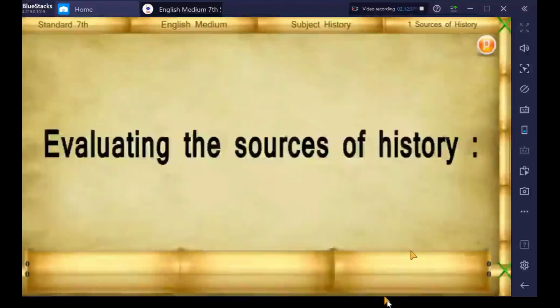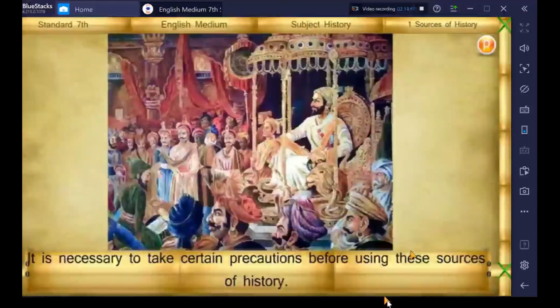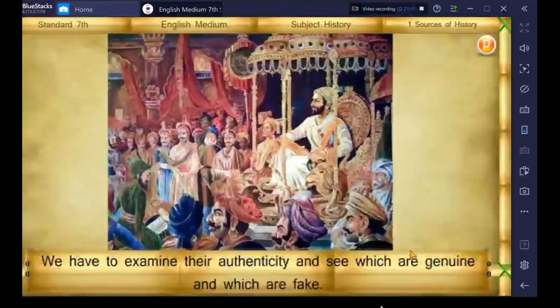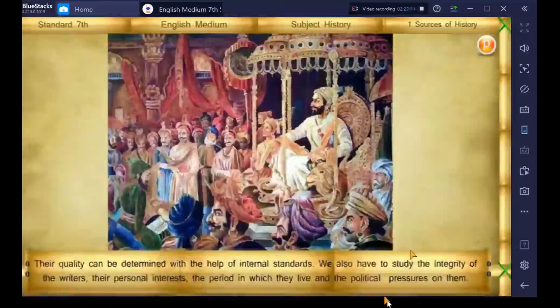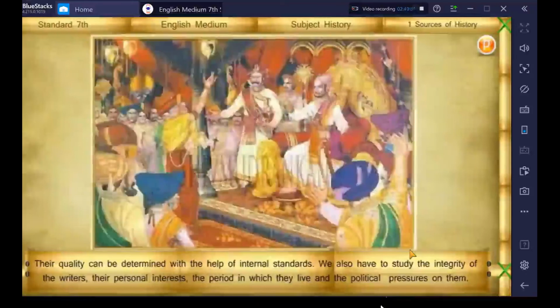Evaluating the sources of history. It is necessary to take certain precautions before using these sources of history. We have to examine their authenticity and see which are genuine and which are fake. Their quality can be determined with the help of internal standards. We also have to study the integrity of the writers, their personal interest, the period in which they lived, and the political pressures on them.